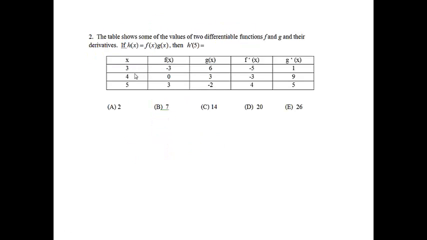Okay, B. The table shows some of the values of two differentiable functions, f and g, and their derivatives. If h of x is equal to f of x times g of x, then h prime of 5 is equal to what? So I need to find h prime, and then I'll evaluate it at 5. I do notice that this is f of x times g of x, so to get the derivative, I will use the product rule. So to get h prime of x, the rule is f prime of x times g of x plus f of x times g prime of x.